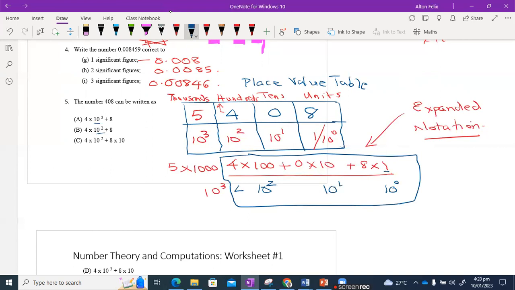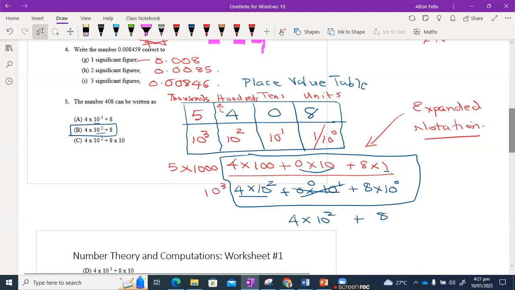4 by 100 is really 4 by 10 square. 0 multiplied by anything, although it is 0 by 10 to the power 1, 0 by anything has a value of 0. And our 8 by 1 is simply 8, right? So we could write it as 8 by 10 to the 0, but it is still 8 by 1, which is really 8. So what's our final answer? It will simply be 4 by 10 square plus 8. 0 has no value, so we need not include it there. So let's see if we have an answer resembling that. Here it is, 4 by 10 square plus 8.